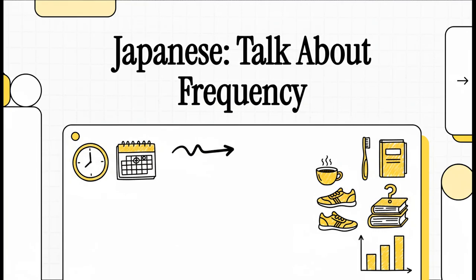You know, one of the first big milestones when you're learning a new language is being able to talk about your daily life, your routines. Today, we're going to master a really simple but essential piece of Japanese grammar that lets you do exactly that, talk about how often you do things.